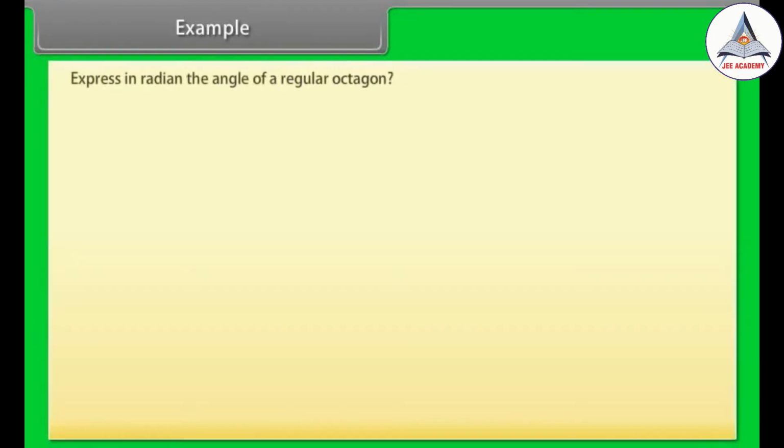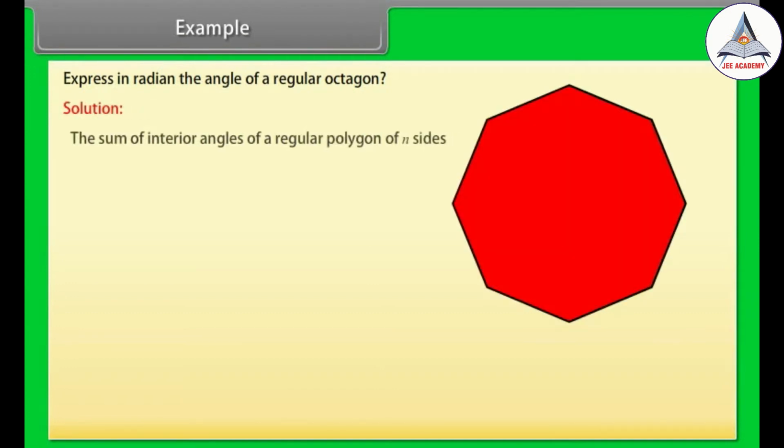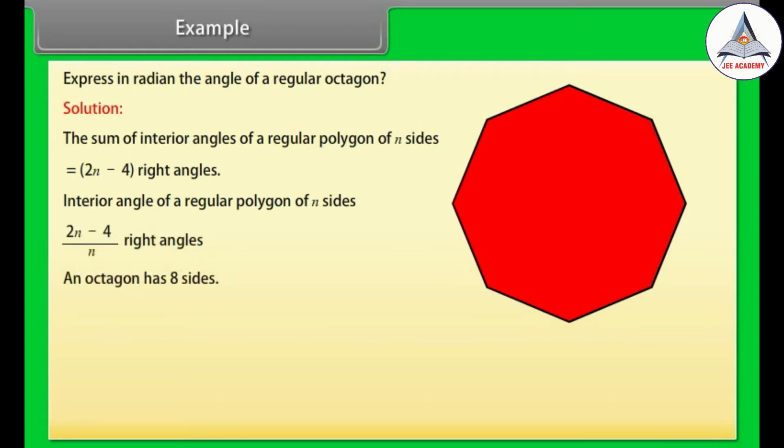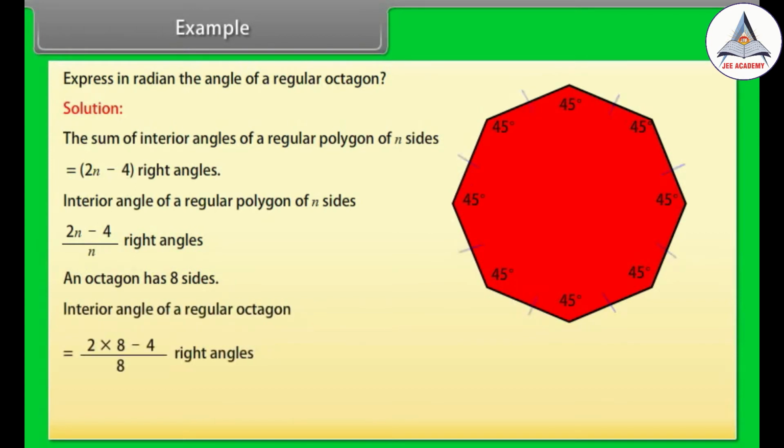Example. Express in radian the angle of a regular octagon. Solution. The sum of interior angles of a regular polygon of n sides is equal to 2n-4 right angles. Interior angle of a regular polygon of n sides is (2n-4)/n right angles. An octagon has 8 sides. Interior angle of a regular octagon is (2 times 8-4)/8 right angles, 3/2 right angles, which is 3/2 times 90, equal to 135 degrees.